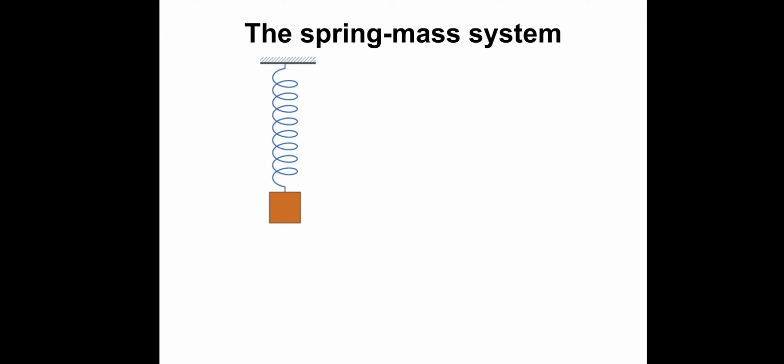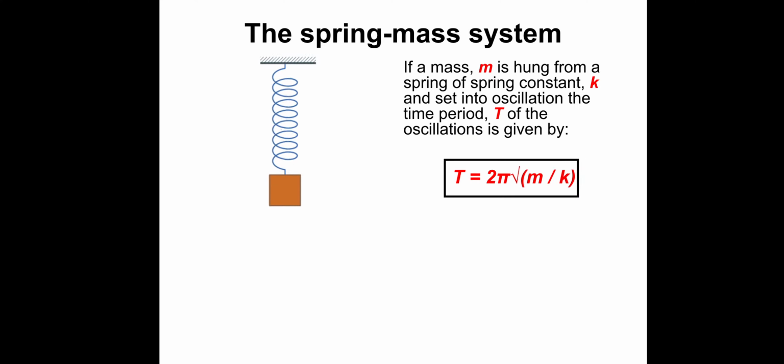So you can take some more notes now. Mass spring system. If a mass m is hung from a spring of spring constant k and set into oscillation, the time period T of the oscillations is given by T equals 2 pi root m over k. That's the equation that I just showed the derivation for, if you're interested.